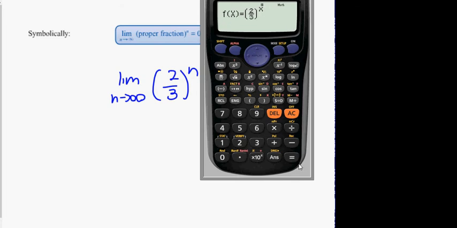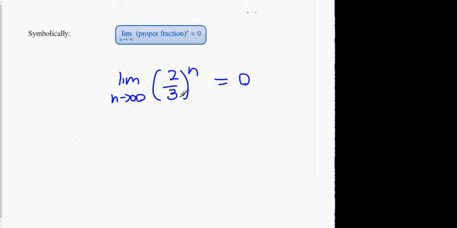Okay, so let's try this again. Start at 1, we'll end at 5, we'll do a step of 1. Look at this, 1, 0.6, 0.4, 0.2, 0.9. We can see that it just keeps getting smaller and smaller and smaller. Okay, so that's what it means to be the fraction there.